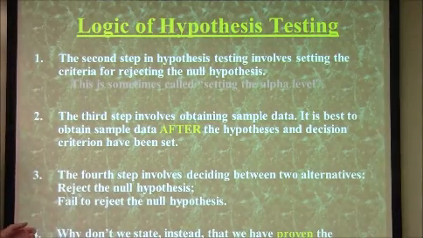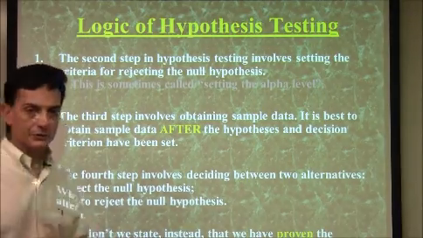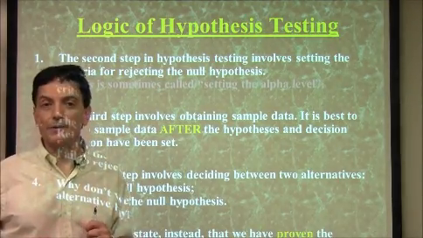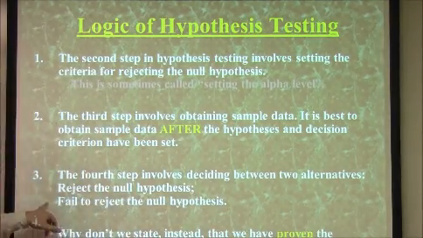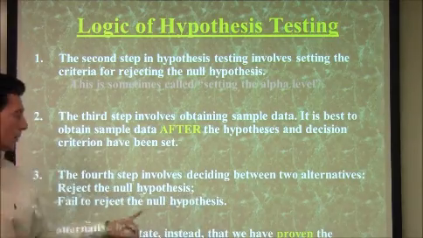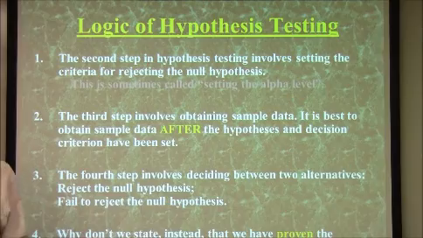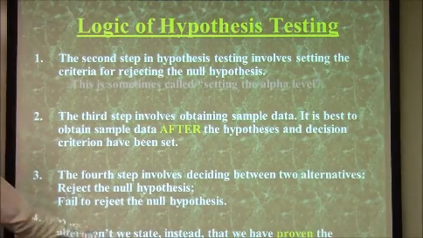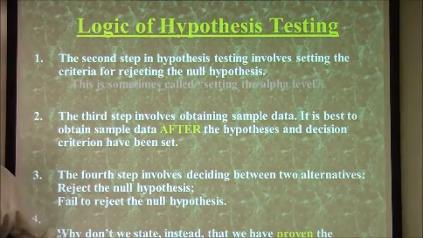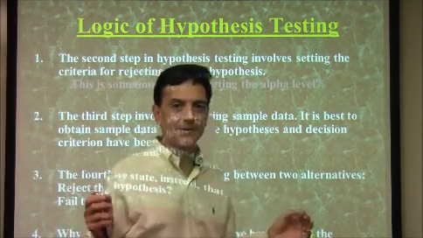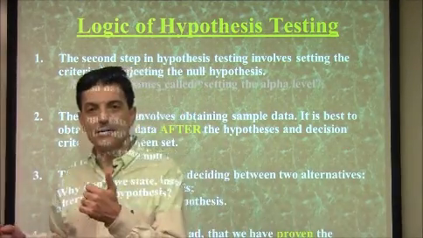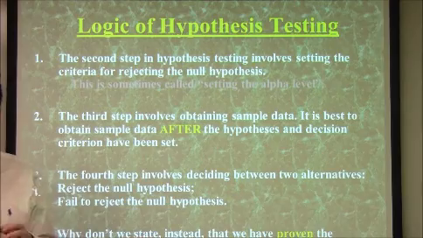Here's the 4th and final step. We have to decide between 2 alternatives, and I mentioned earlier that we have this binary choice. We can either reject the null hypothesis or we can fail to reject the null hypothesis. Those are the 2 choices that are available to us. We don't state that we've proven the alternative hypothesis. Okay? We try to remove from our vocabulary the word prove or proven or proved. We want to get rid of those.